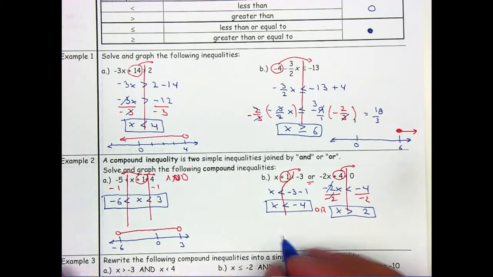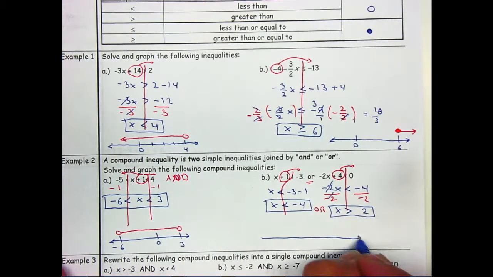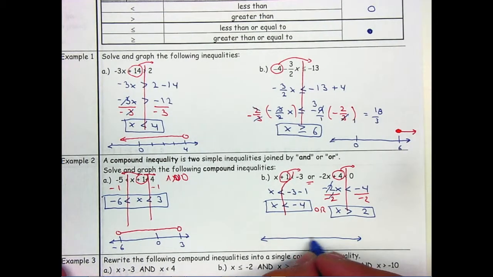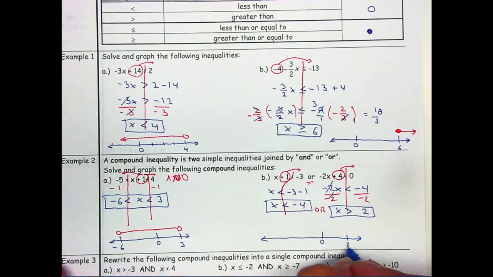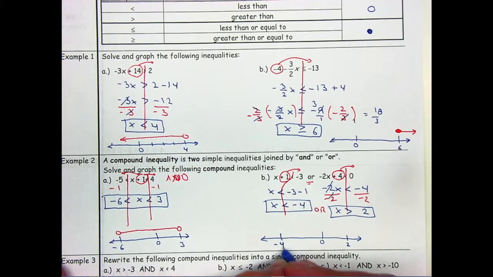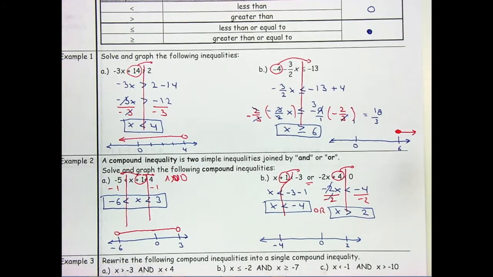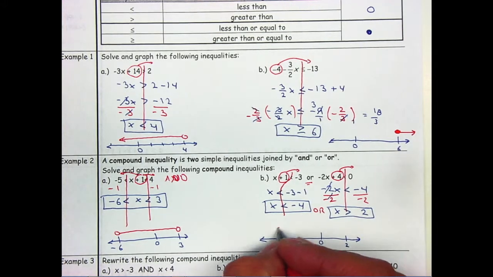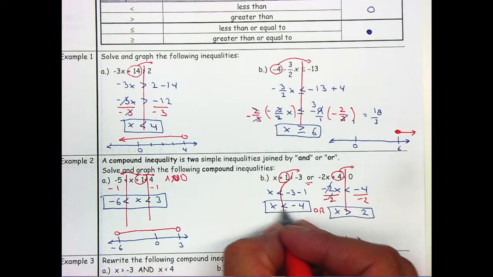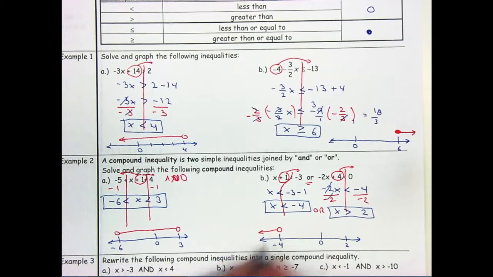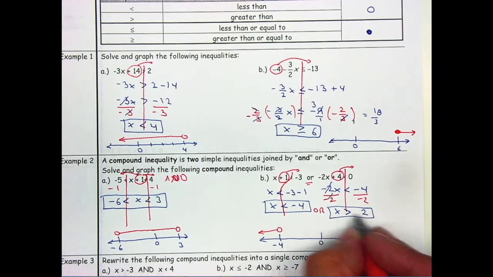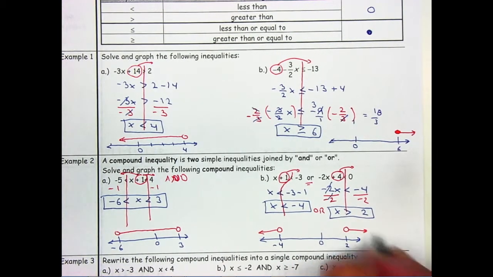We're going to make a quick graph. We have 0, 2. We're assuming the negative 4 is on the left-hand side. They both are open, so negative 4 is an open circle. We're looking for the numbers that are less than negative 4, which is to the left. We're looking for the numbers that are greater than 2, which are to the right.